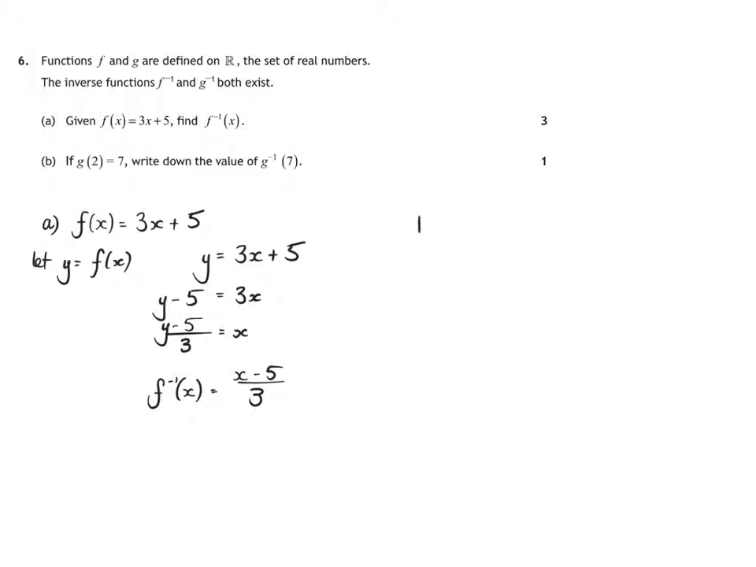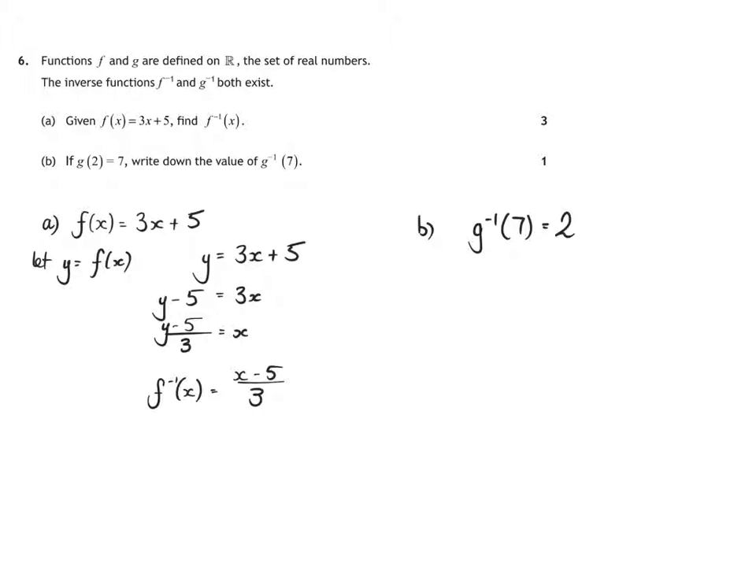Okay, so for part B, if g of 2 equals 7, write down the value of g to the minus 1 of 7. Okay, and this is just knowing how this works, which is that it gives you back what you started with if you do the inverse. So therefore, g to the minus 1 of 7 has to be 2.